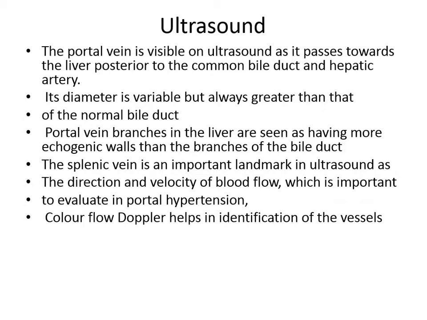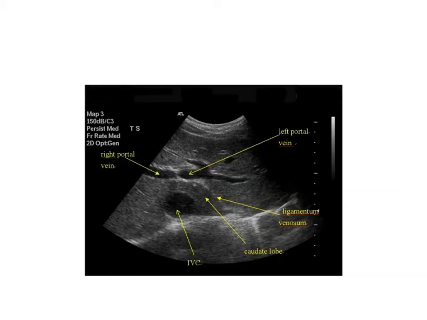Its diameter is variable but always greater than that of the normal bile duct. Portal vein branches in the liver are seen as having more echogenic walls than the branch of the bile duct. We can differentiate this portal vein by echogenicity of their walls. The splenic vein is an important landmark in ultrasound, as the direction and velocity of the blood flow is important to evaluate in portal hypertension. Color flow Doppler helps in identification of the vessels.